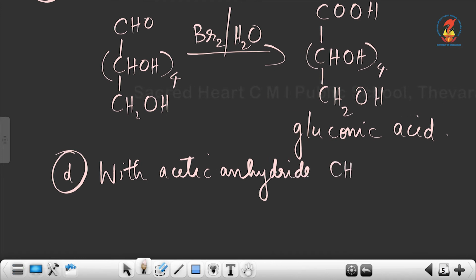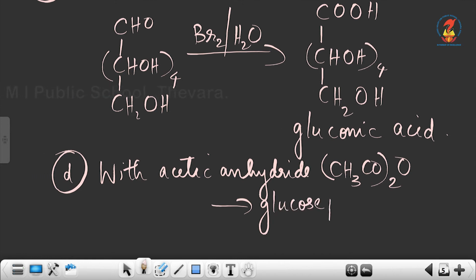Acetic anhydride formula is (CH3CO)2O. Reaction of glucose with acetic anhydride gives glucose pentaacetate, which confirms the presence of 5 OH groups in glucose.